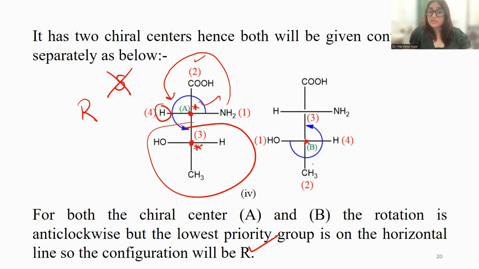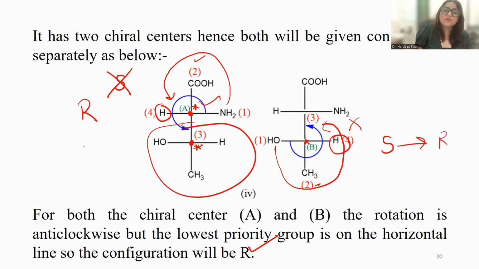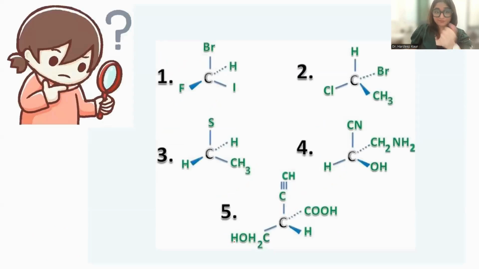Similarly, I'll check for the second one, we have done with the first one. Here also, this oxygen will get first priority, second, third. So it is like 1, 2, 3. It should be S, but hydrogen is not at the bottom, so it is getting R. So the whole compound here will get the configuration R. So this is how we can give the configuration.